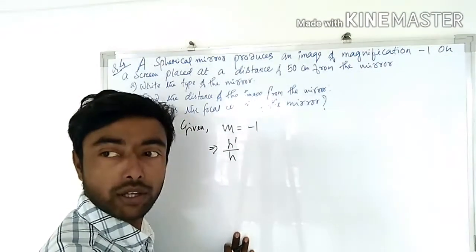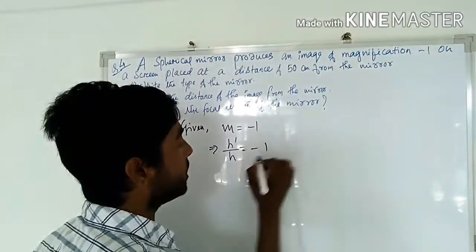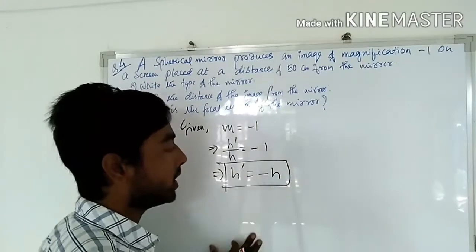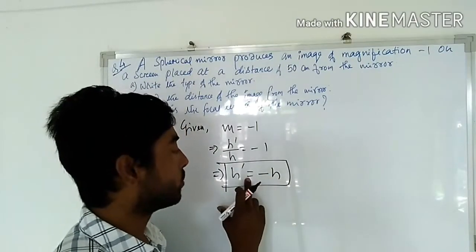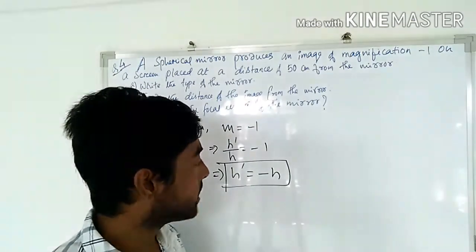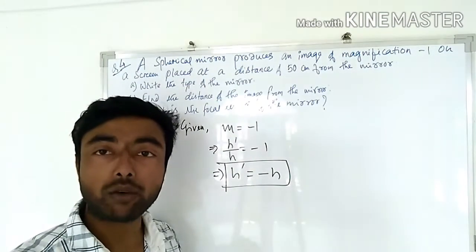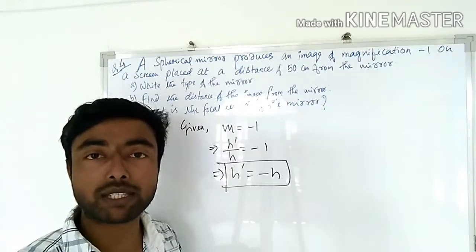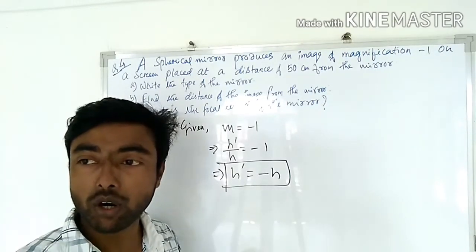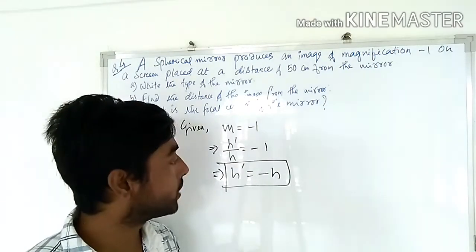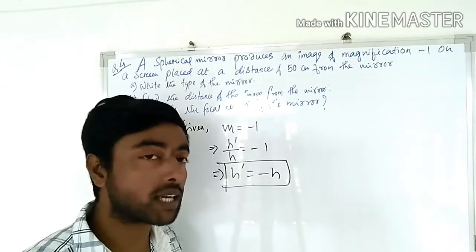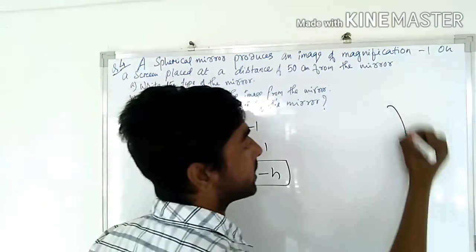Understood? The magnification will be -1 if and only if h is equal to h dash. What is the meaning? It means that the object size and the image size are equal. And when the object and image size are equal, you know in which case? In case of only a concave mirror, we are getting the object and image size equal. In which case? In the case of the center of curvature.